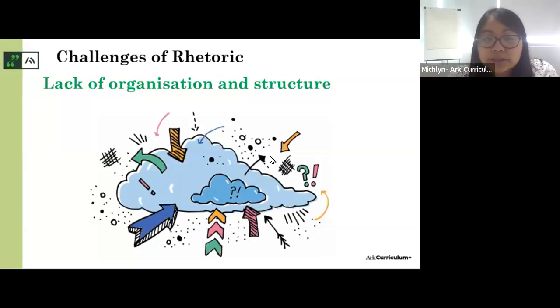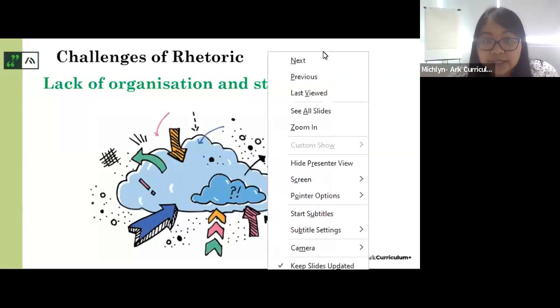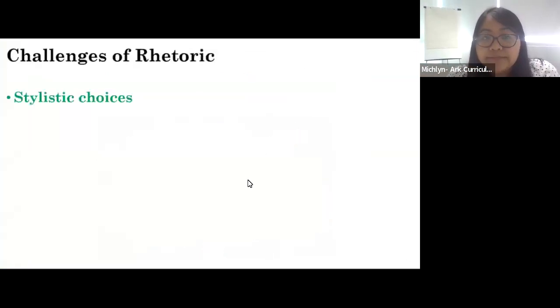And so there's a lot for them to learn and understand in terms of how you organize your ideas: first of all, how you whittle them down to the most important ideas, but then how you are going to structure that effectively in a piece of writing and in a speech. And then the next one is actually stylistic choices.